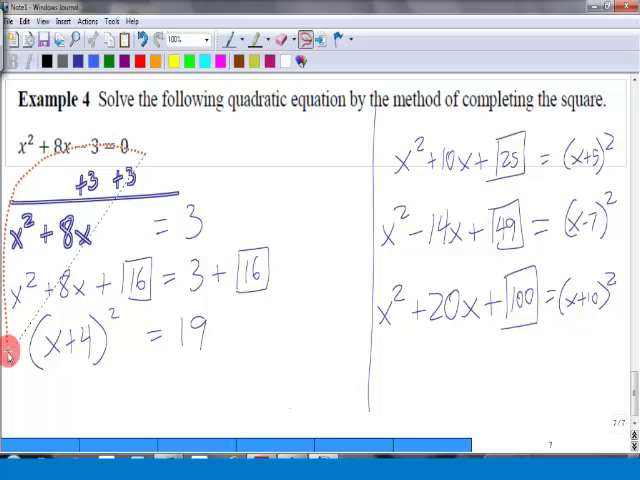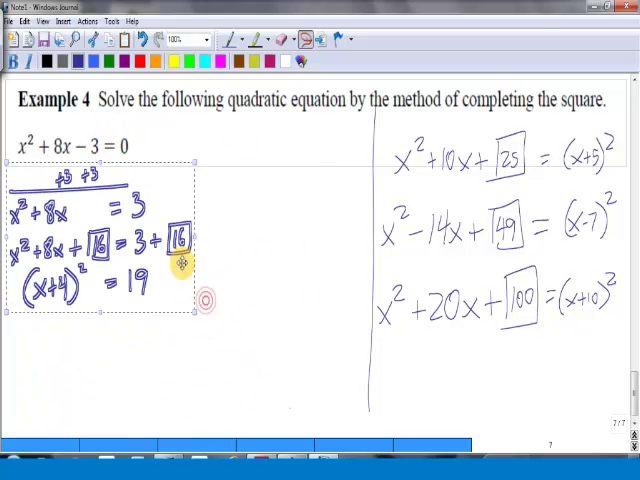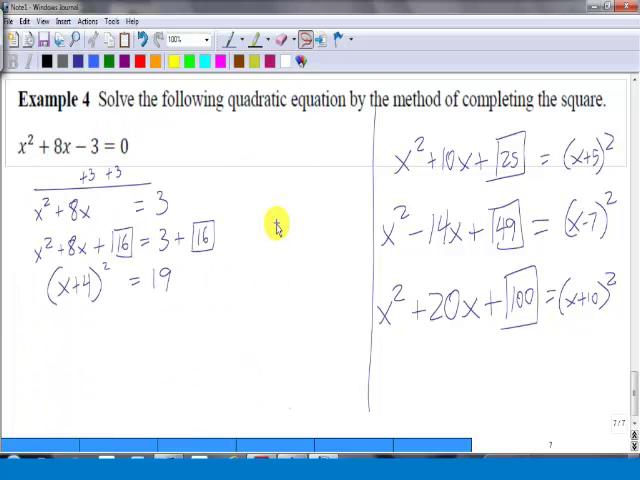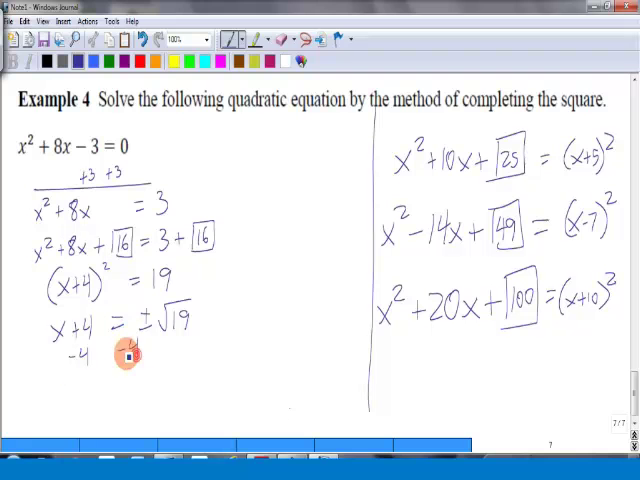So apply the square root property of equations. X plus 4 equals plus or minus the square root of 19. Subtract 4 from both sides. X equals negative 4 plus or minus the square root of 19. And to my knowledge, I think Alex asks for exact answers rather than decimal approximations.